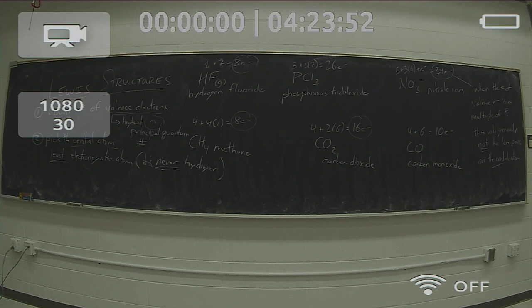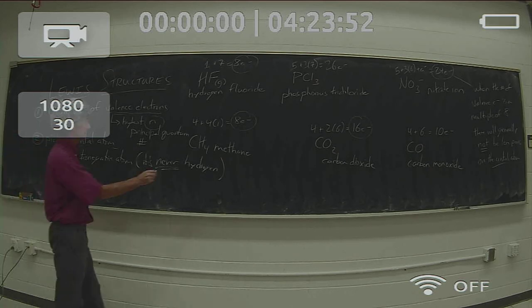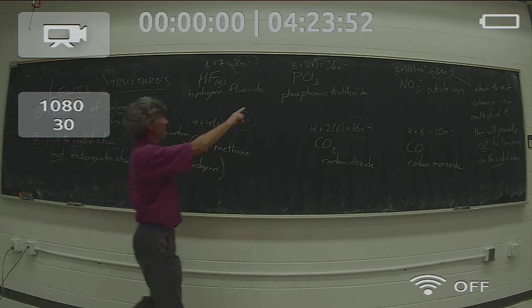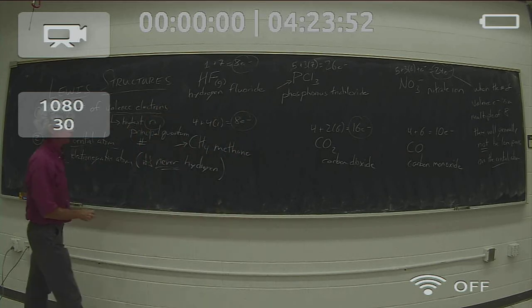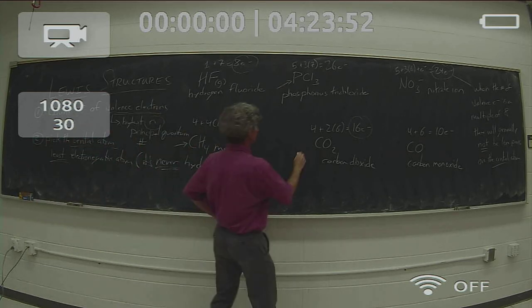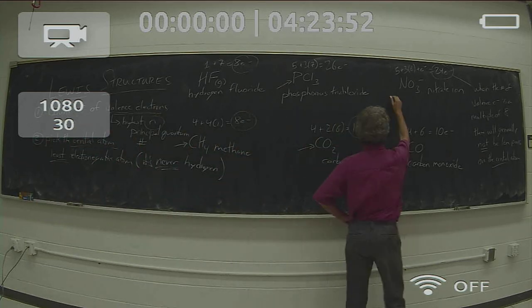But in the other 4 cases, we have to worry about a central atom. And the central atom will be carbon here, simply because it can't be hydrogen. Phosphorus has a lower electronegativity than chlorine, so it will be phosphorus. Carbon has a lower electronegativity than oxygen, as does nitrogen.